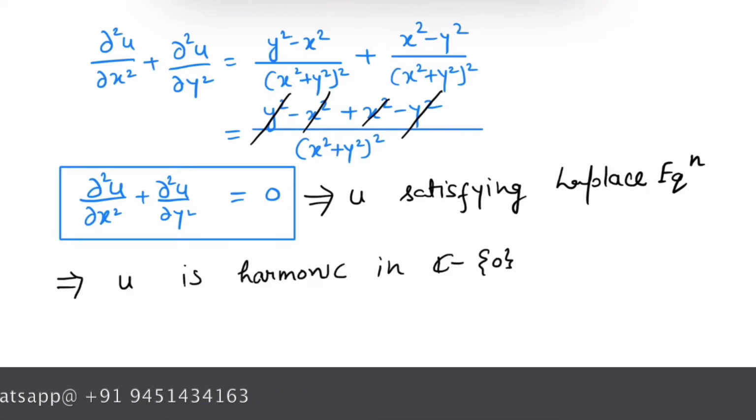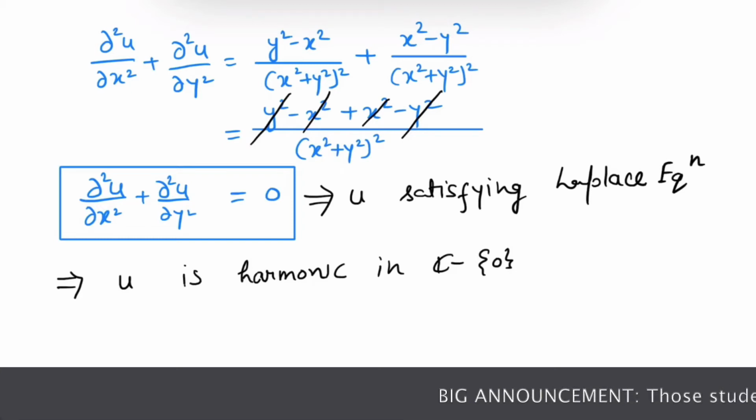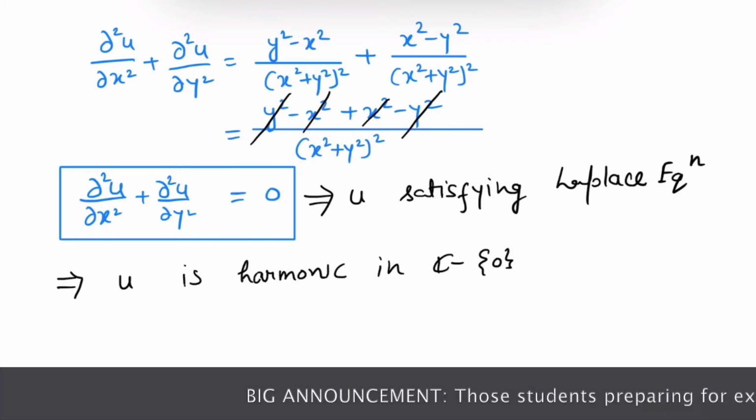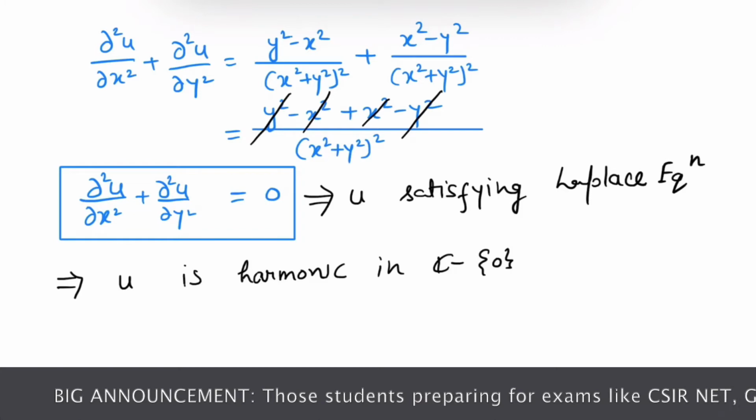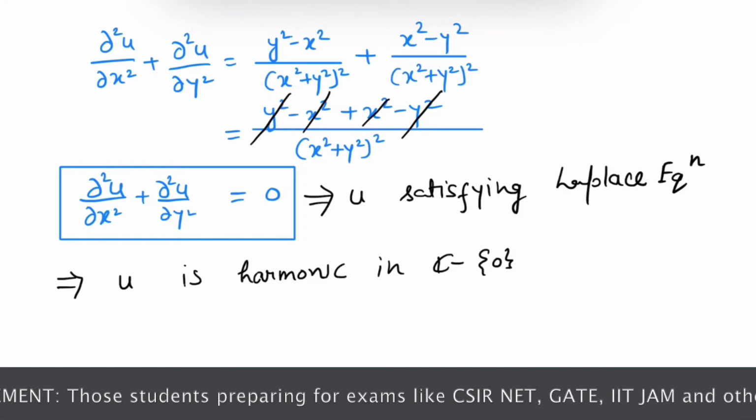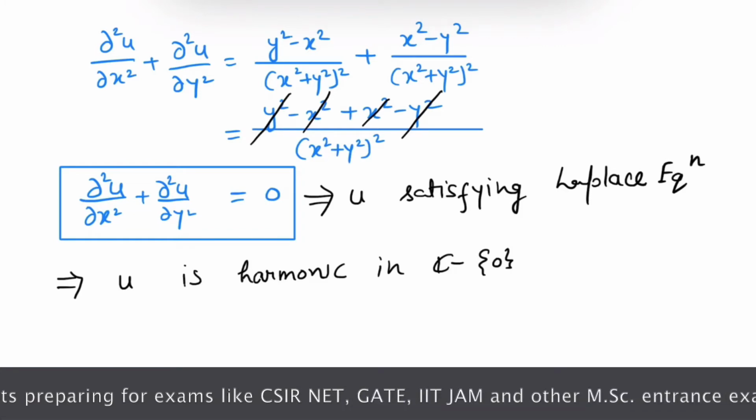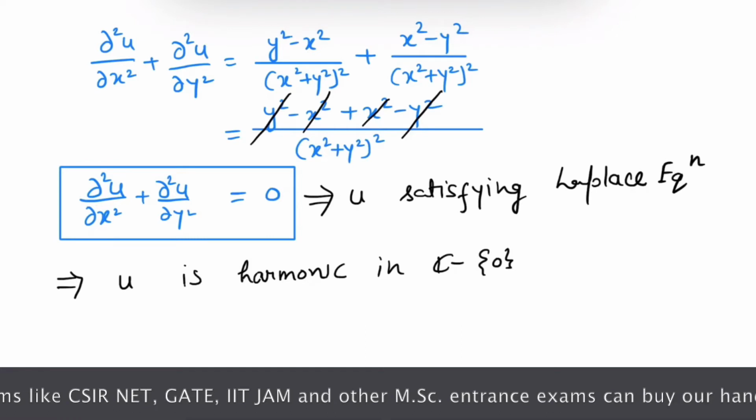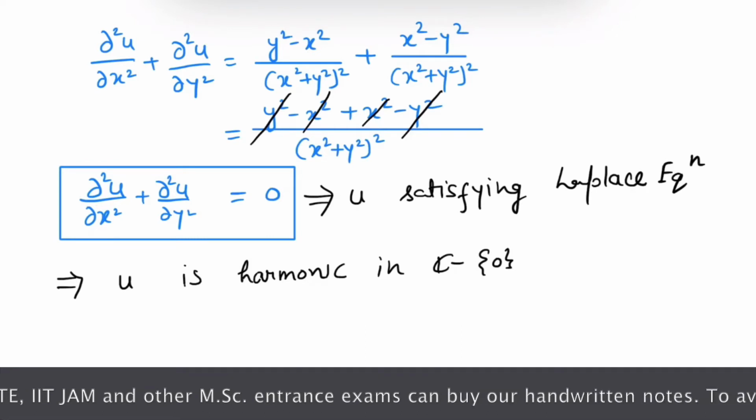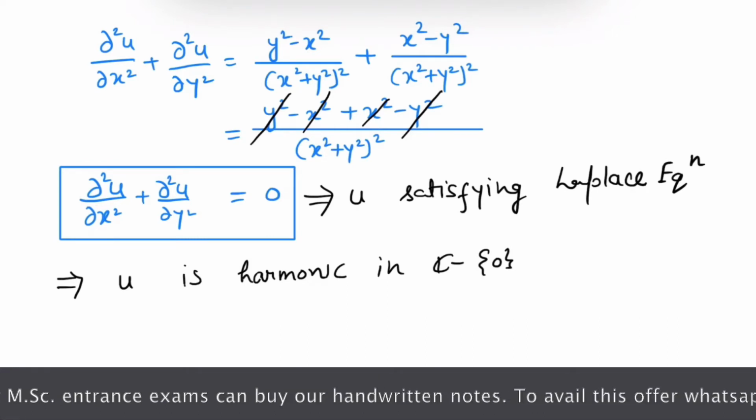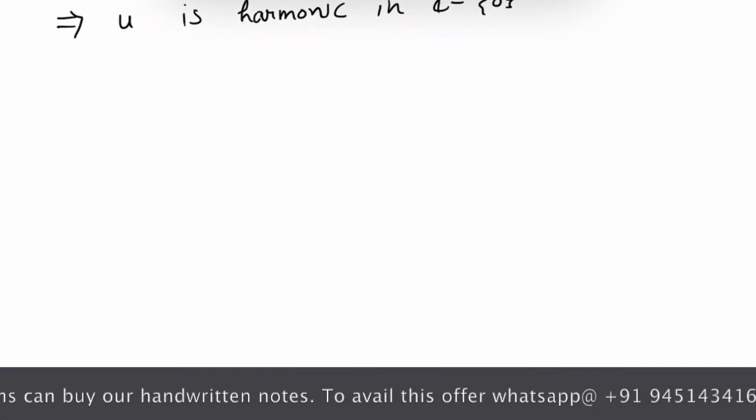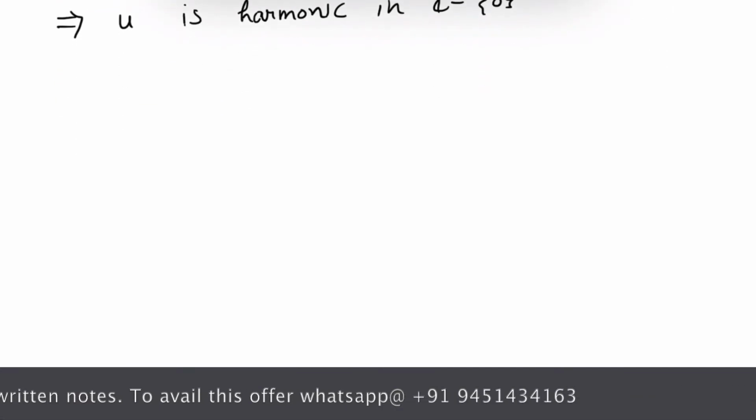Why is it harmonic in the plane C minus 0? Because its double partial derivatives are continuous in this plane. So the first statement is true. Now for the verification of statement 2, we have to find whether a harmonic conjugate of this function u exists or not. So let's start. Let us assume that v is the harmonic conjugate of u.